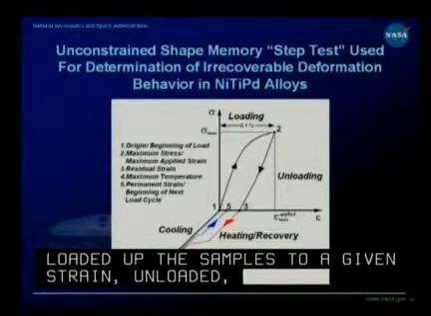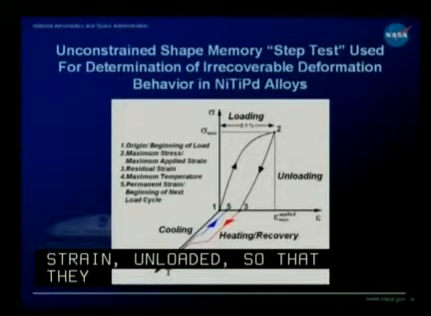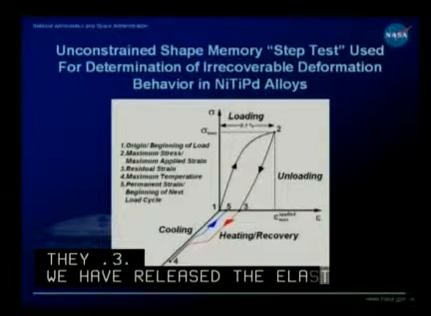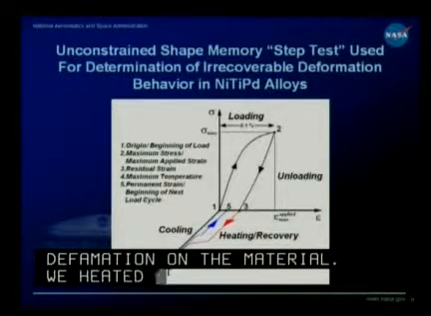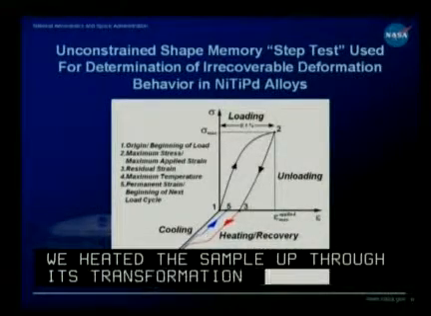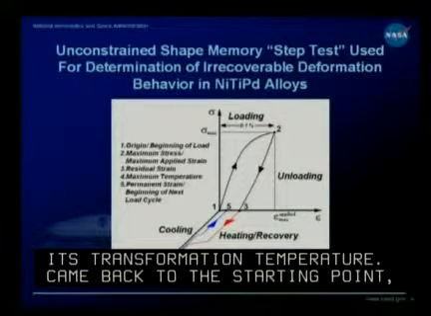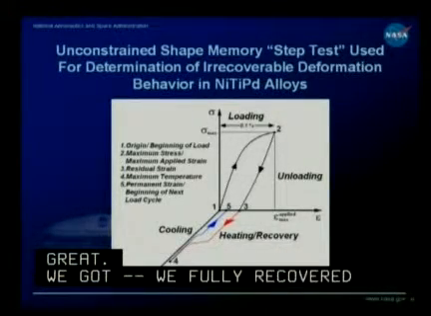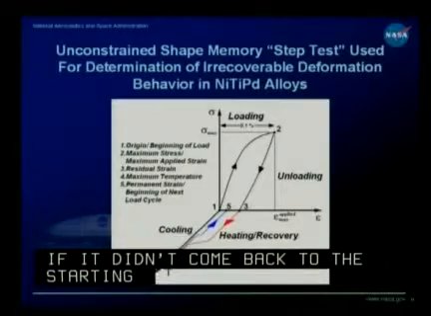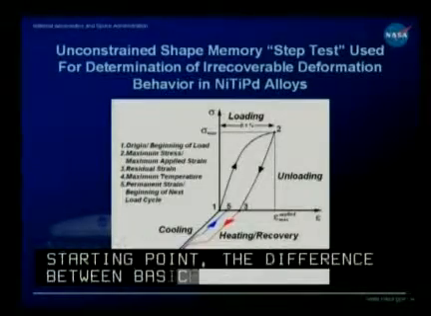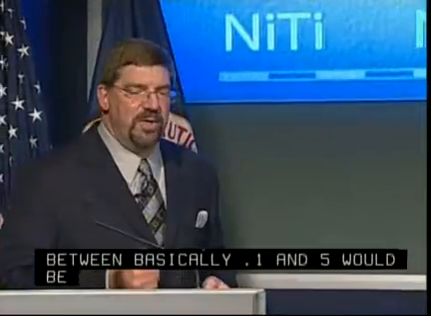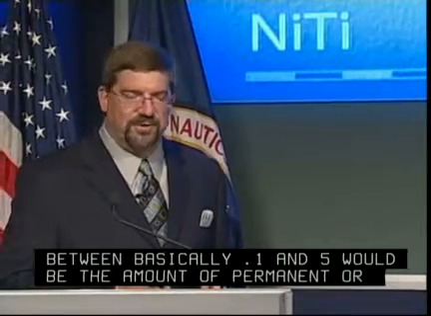We've released the elastic deformation in the material. We then heated the sample up through its transformation temperature. If it came back to the starting point, great, we fully recovered everything. If it didn't come back to the starting point, the difference between basically 0.1 and 5 would be the amount of permanent or irrecoverable deformation that we induced in the martensite itself.